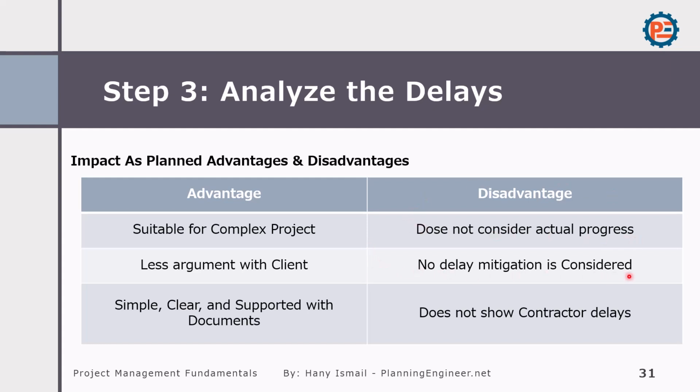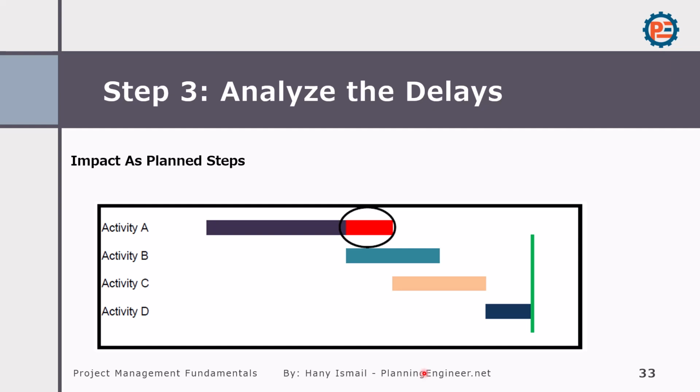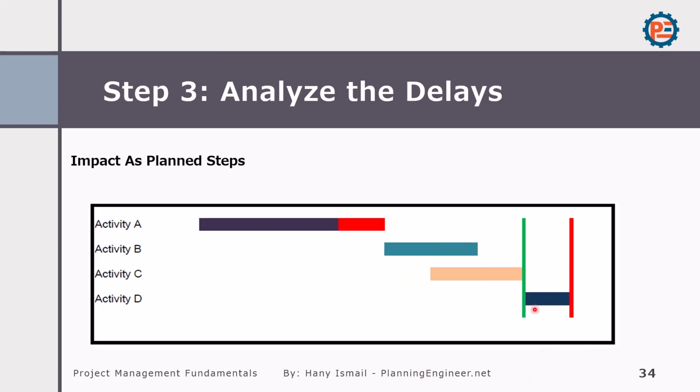You might make the analysis that you are going to delay for 1 month, but on the ground you manage to do it in 20 days only. And this method also doesn't show the contractor delays. How does it work? Very simple. We have here the baseline, we put the delays here, and then we have the new completion date.